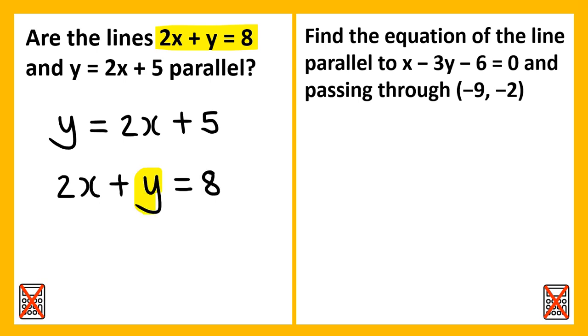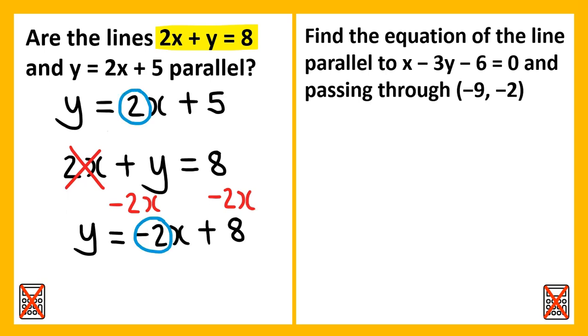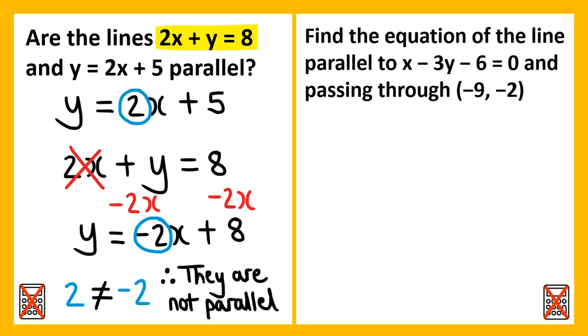We can rearrange to leave y by itself on the left-hand side if we subtract 2x from both sides. Therefore, y is equal to negative 2x plus 8. Now we can look for the coefficient of x, which is m, the gradient, and we can see that 2 is not equal to negative 2. Therefore, they are not parallel.